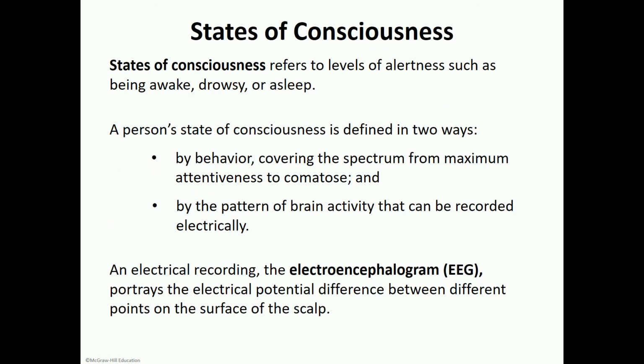So let's first talk about the state of consciousness, which refers to the level of alertness, like how awake are we, versus drowsy or just asleep. Our state of consciousness is really defined in two different ways, either by behavior, where the behavior of that person goes along a spectrum from full alertness to a patient in coma, or we can measure the electricity coming out of the brain. So we can measure the brain activity, and that is recorded through an EEG.